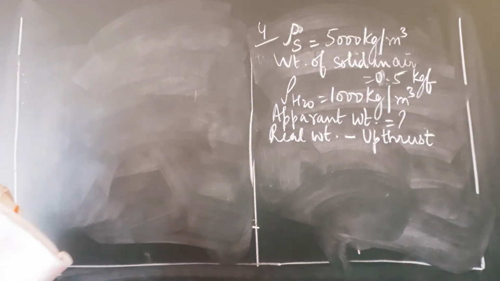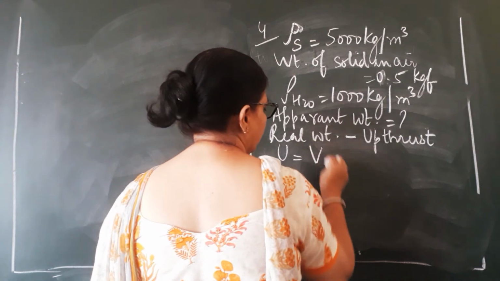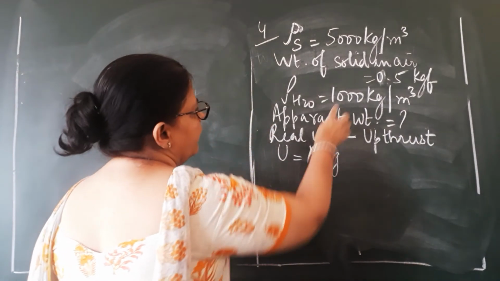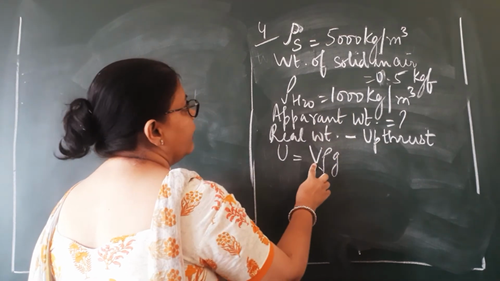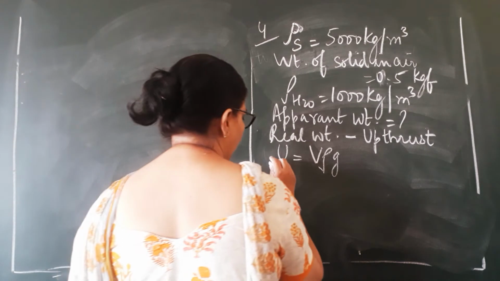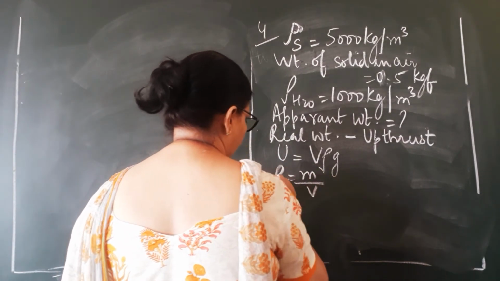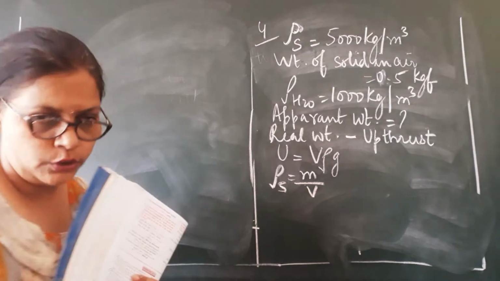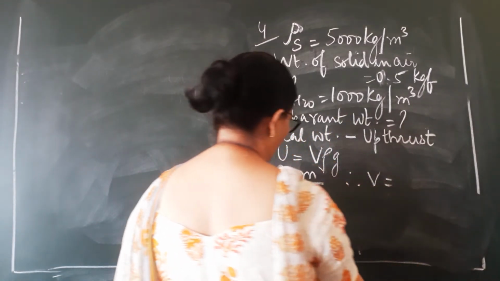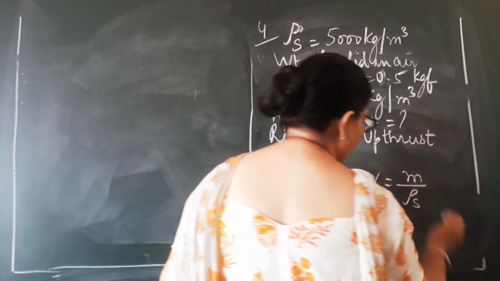First of all, we will find out the upthrust. Now for upthrust, what's the formula, children? V rho g. Now let's look at what we have. Do we have the density of liquid, water? Yes. Do we have V, volume? No. We don't have the volume of the solid. So we first find out the volume by the formula: density is mass per unit volume. Density of solid is mass per unit volume. We are supposed to find out volume, so therefore volume will be mass upon density of solid.